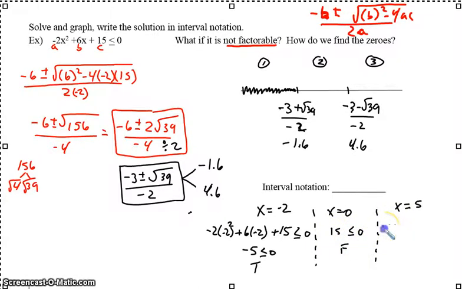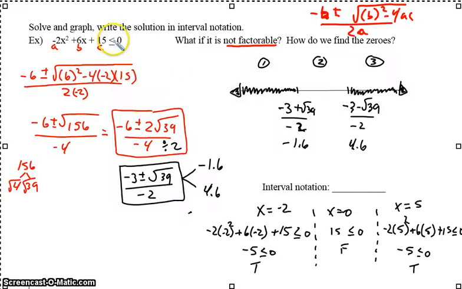And then in the last one, if we put a 5 in for our x value, you end up getting -5 again. And we know that -5 is less than or equal to 0, so that's true. So we can shade everything in this zone, everything in this zone.